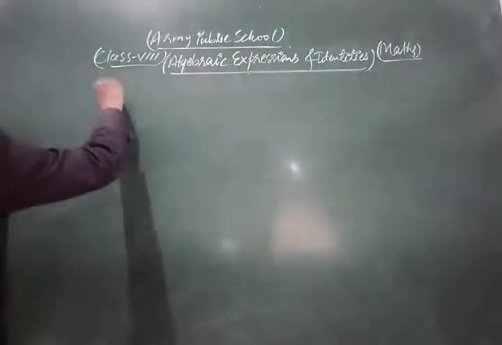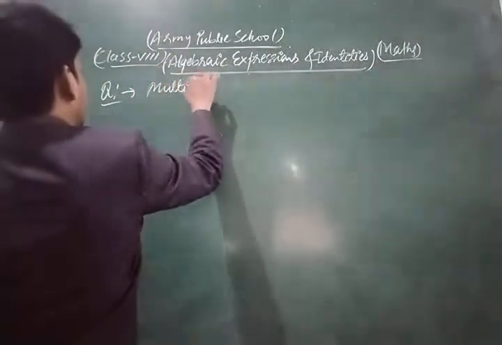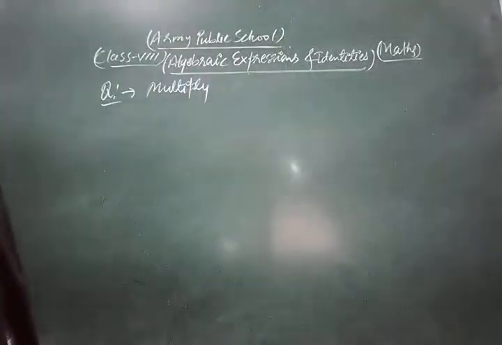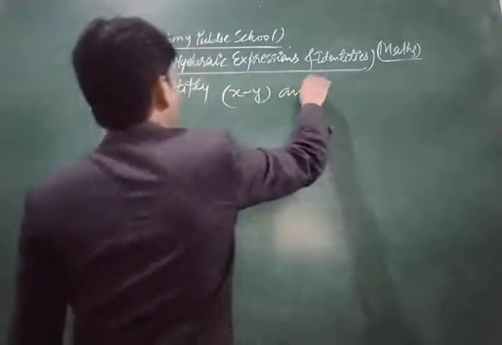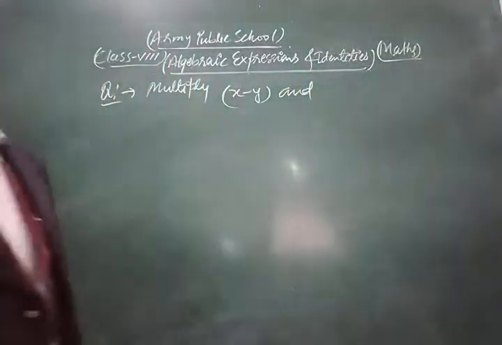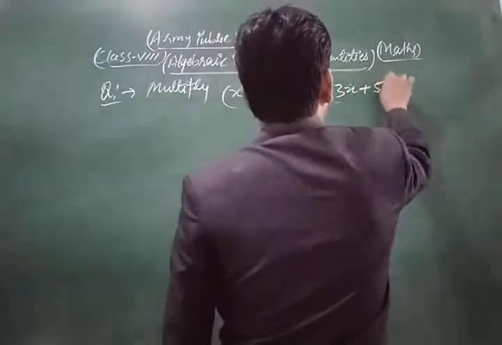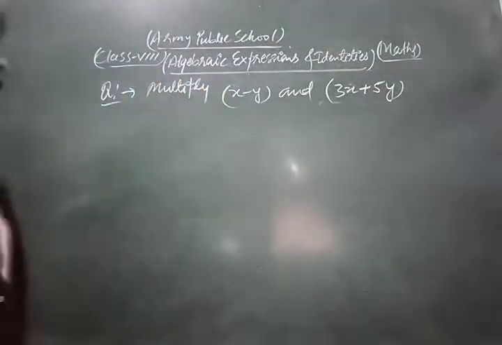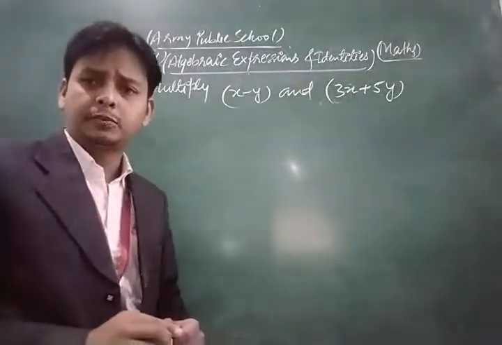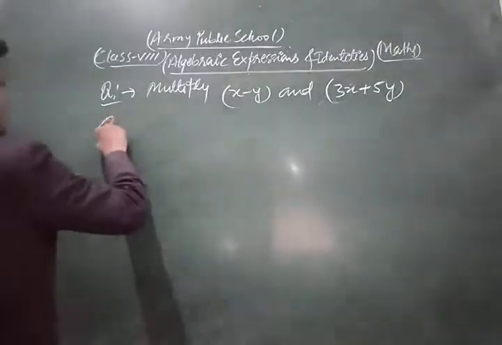We take a very important question, and your question is: multiply x minus y and 3x plus 5y. Now look. So now let's see the solution.